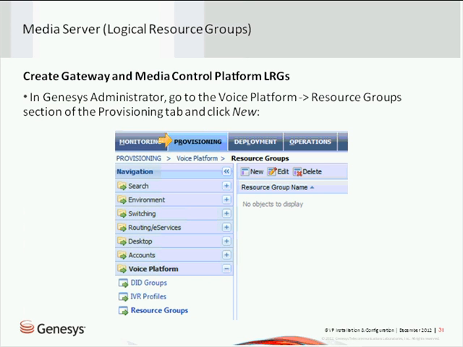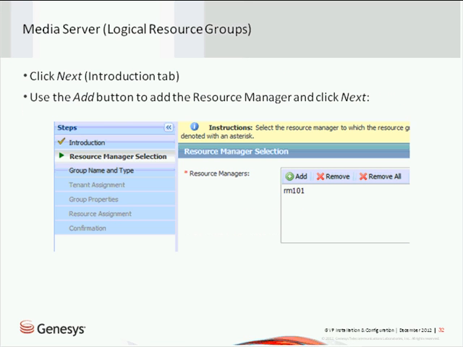So in the provisioning tab, under voice platform resource groups, we will click on new, and we will get another wizard. So in this case, you have to select the resource manager or resource managers that are being used. This is a gateway group. And with gateway groups, you have to create a single gateway group for each resource manager, as opposed to the other types of LRGs, which you will add multiple resource managers for the same LRG. So in this case, we have just the one RM.